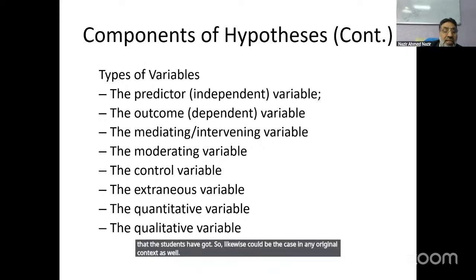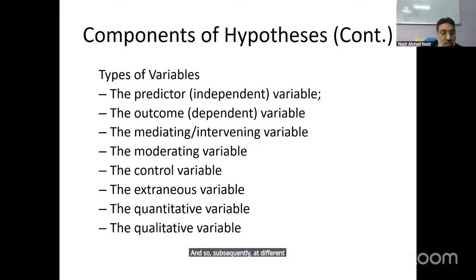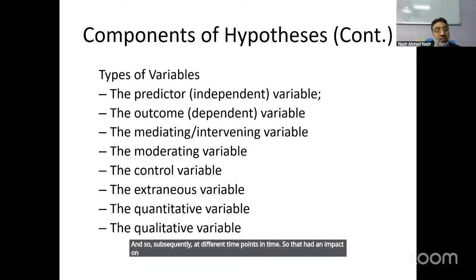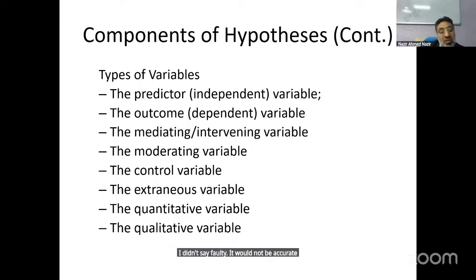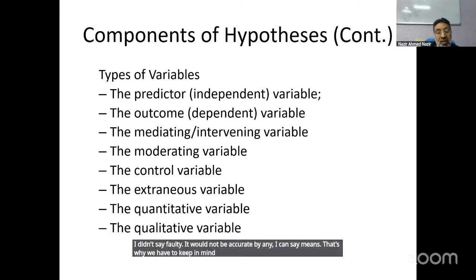Now, suppose you have data to collect for years together. In 2008, we know what happened: there was a huge crash of markets in India also. And subsequently, at different points in time. That had an impact on the profitability of the firms as well. So if we do not consider these extraneous variables, the interpretation of the results would be faulty. It would not be accurate by any means. That's why we have to keep in mind these confounding or extraneous variables that might have an impact on the relationship amongst the variables.